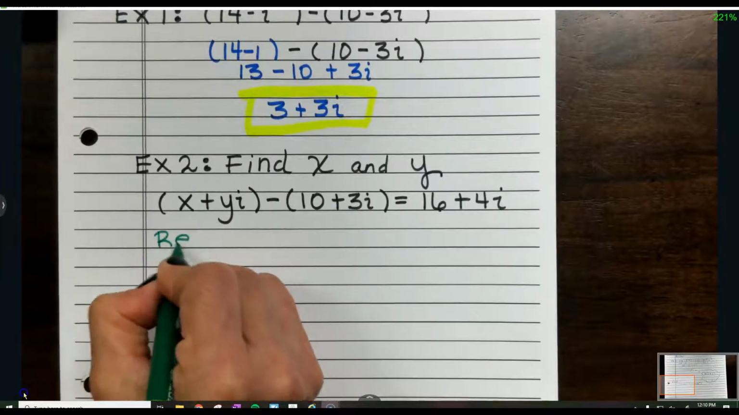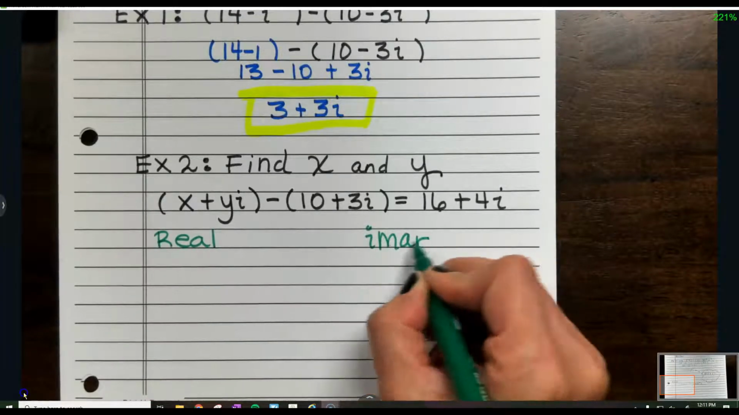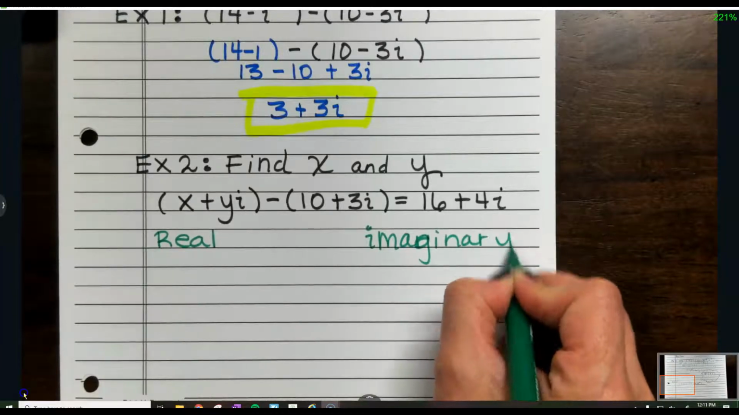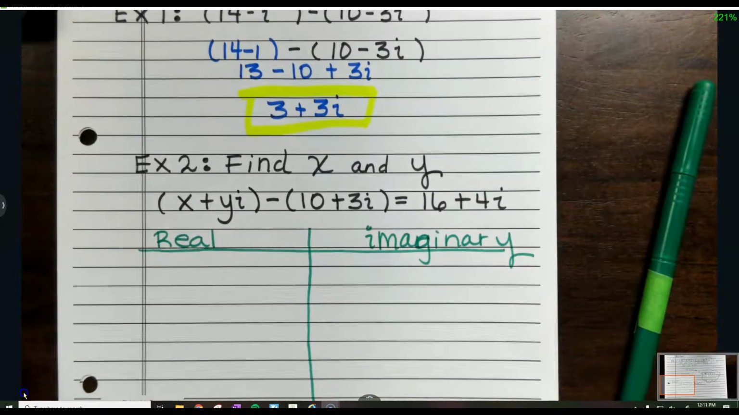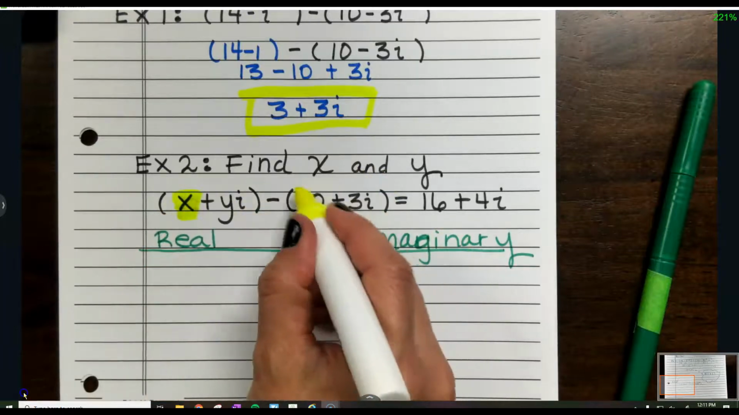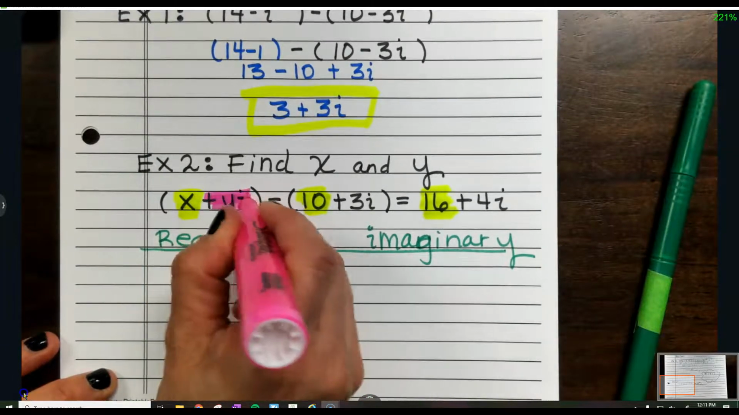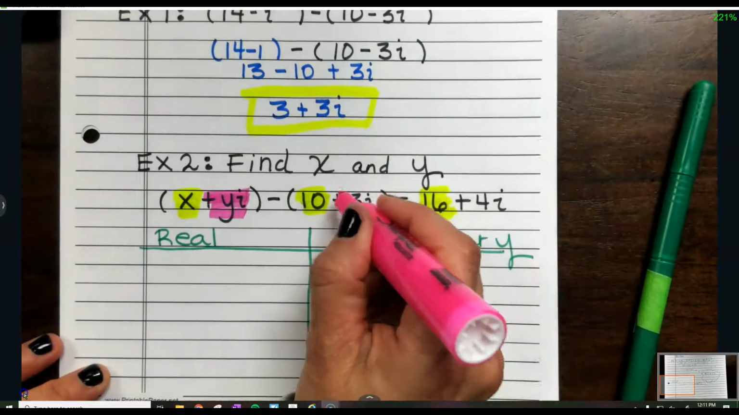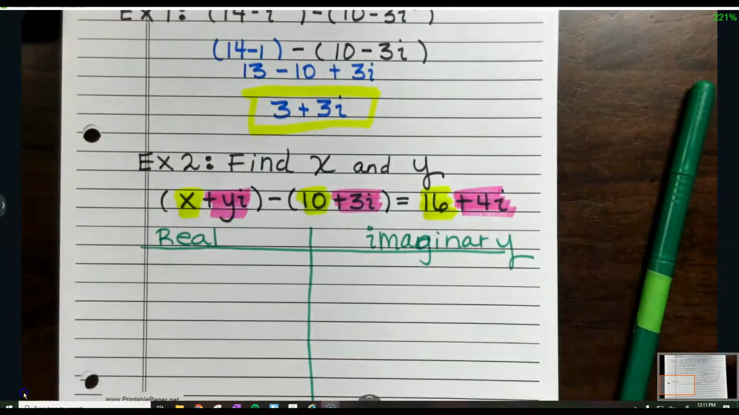So what I'm going to do is I'm actually going to split this problem up. I'm going to have some real work over here on my left side, and then I'm going to have some imaginary work over here on my right side. Since real and imaginary cannot be combined, then I know this x and this 10 worked together to make that 16 somehow. And then I also know that since this has an i next to it, I know that's imaginary. I know it has something to do with that positive 3i to make that final answer of a 4i. So all of that goes together.